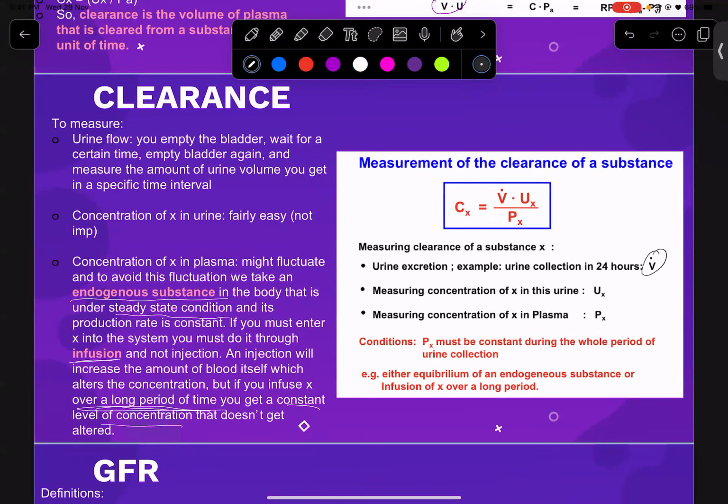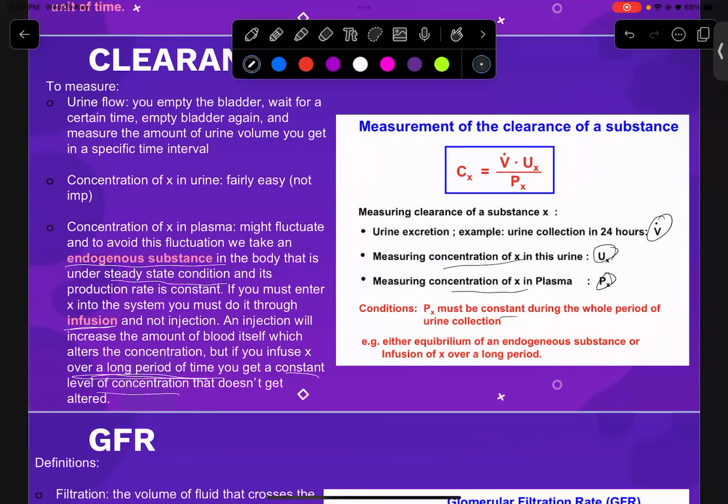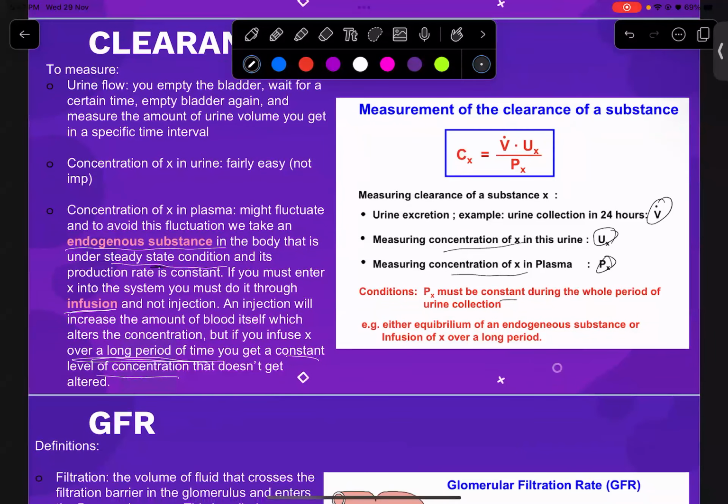Okay. So just again to familiarize yourself with the abbreviations. V with a dot is urine excretion or urine flow. Ux is the concentration of the substance X, and Px is the concentration of X in the plasma. Again, it must be constant all throughout, so either an endogenous substance in steady state condition or an infused substance over a long period of time.